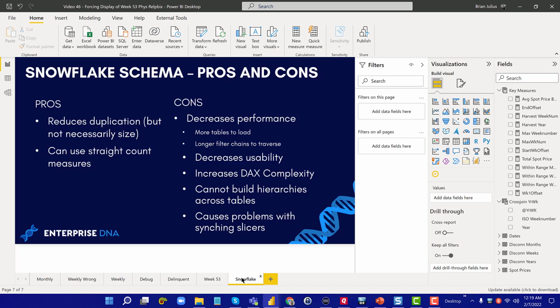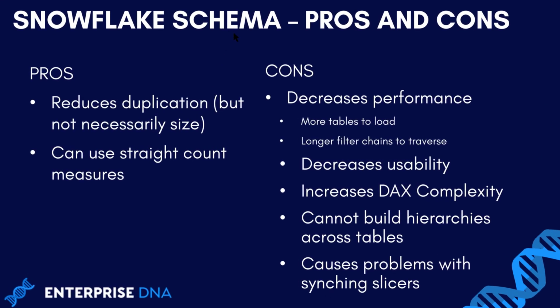And so for Snowflake schemas, it's not a huge violation, and there are cases where you may definitely want to use it, but if you can avoid it, because you can see right here, it does reduce duplication, but not necessarily size. And it lets you use straight count measures. But there's performance issues potentially, usability issues, definitely increasing the DAX complexity. It prevents you from building hierarchies across tables. And probably most problematic is that it can really mess up your ability to sync slicers across different fields. So while this solves the problem, it does so in a way that isn't great. So let's actually see if we can do better than this.